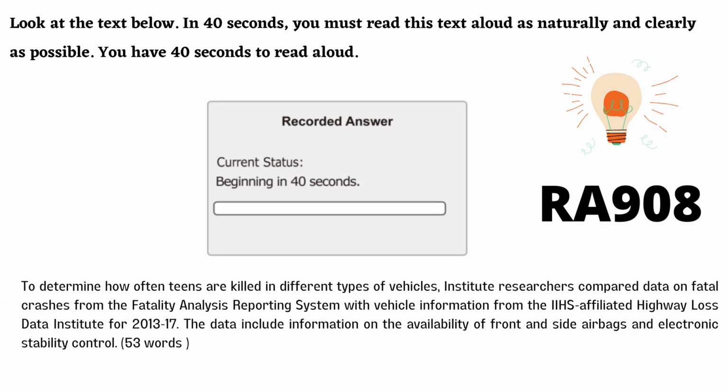To determine how often teens are killed in different types of vehicles, Institute researchers compared data on fatal crashes from the Fatality Analysis Reporting System with vehicle information from the IIHS-affiliated Highway Loss Data Institute for 2013 to 2017. The data include information on the availability of front and side airbags, and electronic stability control.